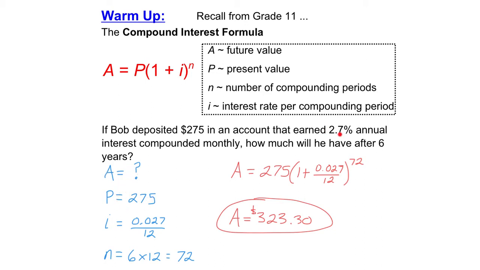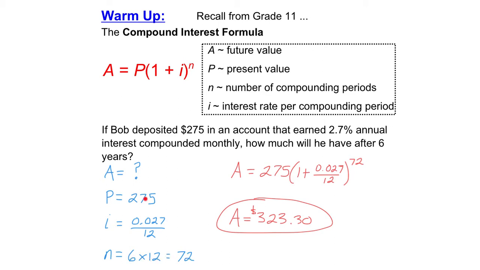All right, 2.7% annual interest. Well, 2.7% is 0.027, but it's compounded monthly. So you got to divide the annual interest by 12 to get the monthly interest. And then how much will he have after 6 years? Well, yeah, it's 6 years, but N is the number of compounding periods, not the number of years. So if it's compounded monthly, that's 12 times a year for 6 years. So that's 6 times 12, which is 72.